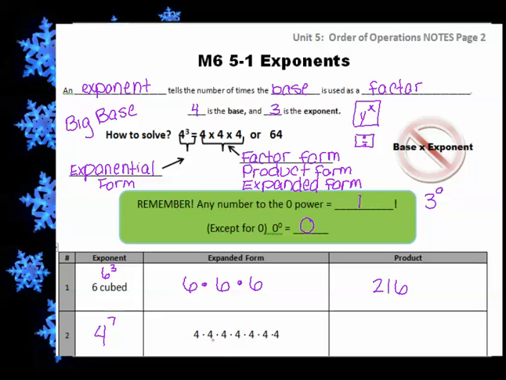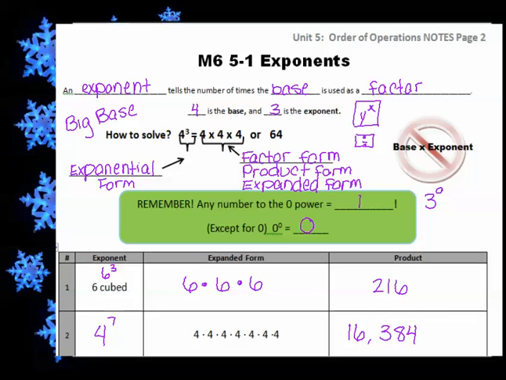Now you could multiply this out 4 times 4 times 4 times 4 times 4 times 4 times 4. Or you could type in your calculator 4, hit the y to the x button, then type 7, and hit equals, and you will get 16,384.